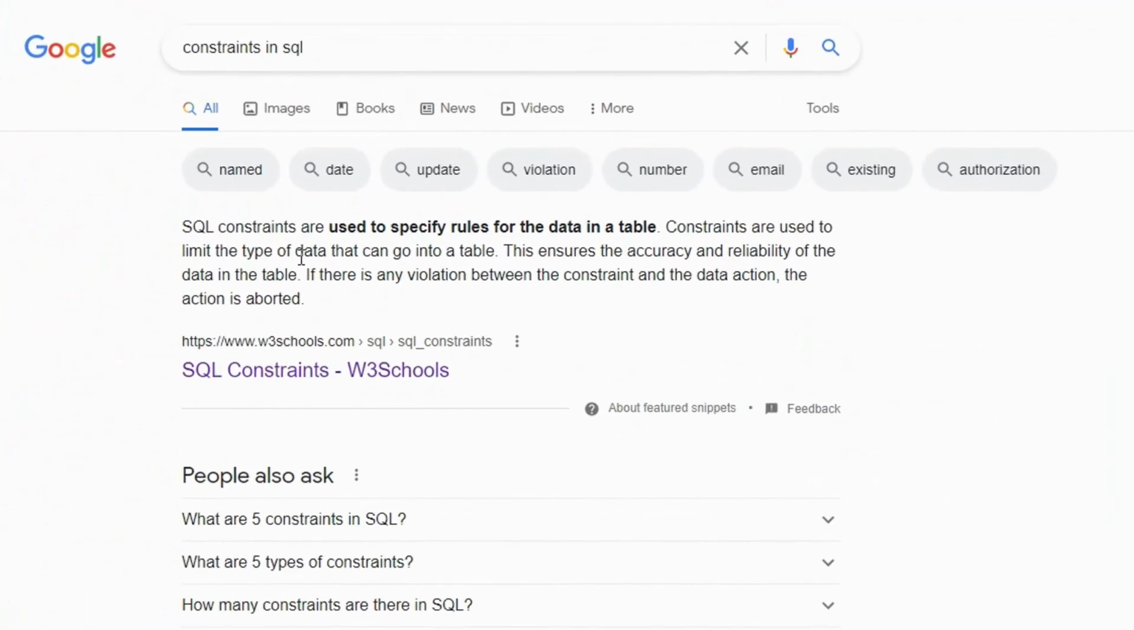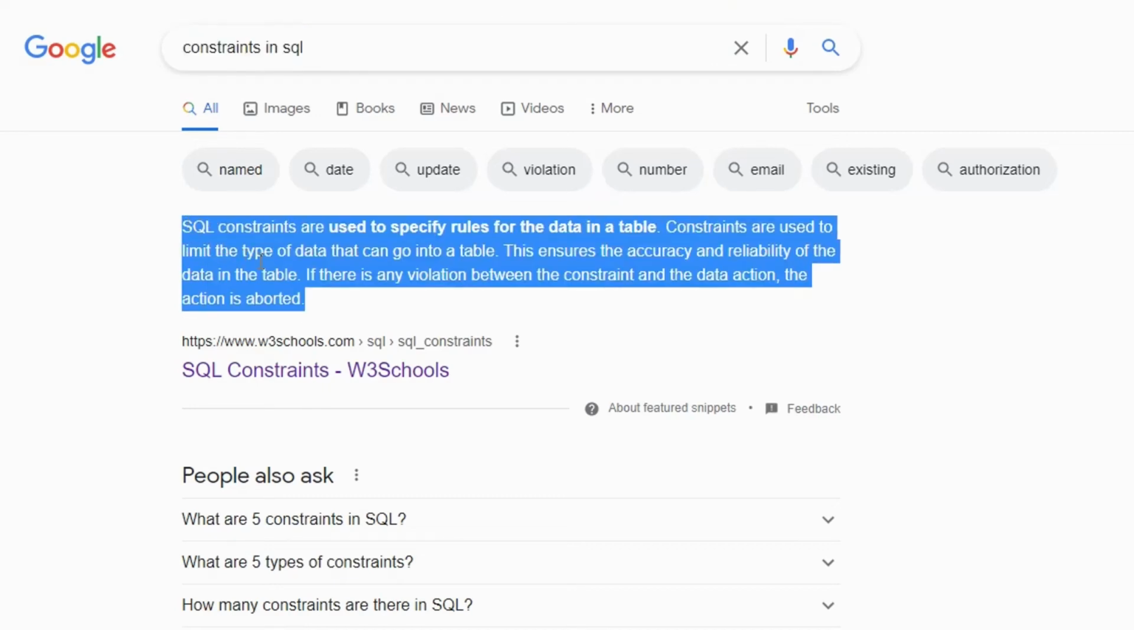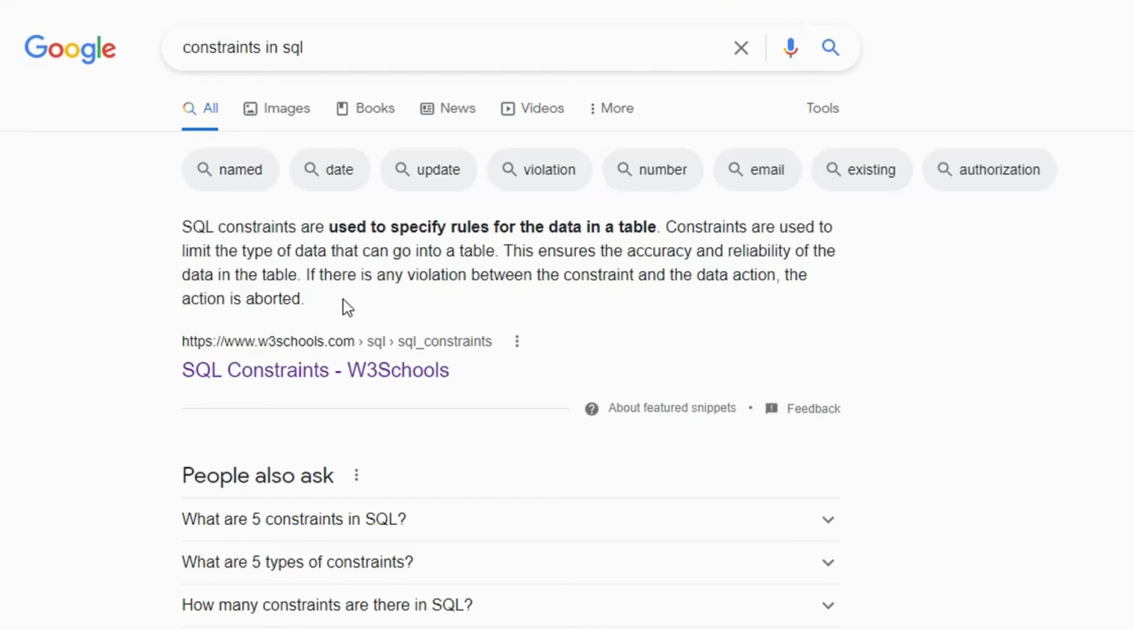In order to learn more about constraints, you can go on your browser and search in Google constraints in SQL. On the top itself, you will get a definition of constraints, which will be very much self-explanatory. And I highly suggest you check out this article on the W3 School site.